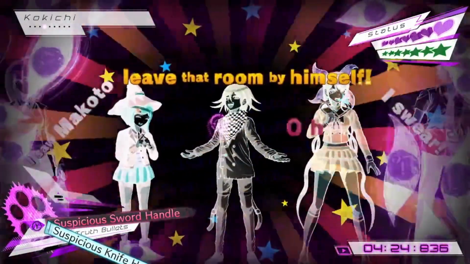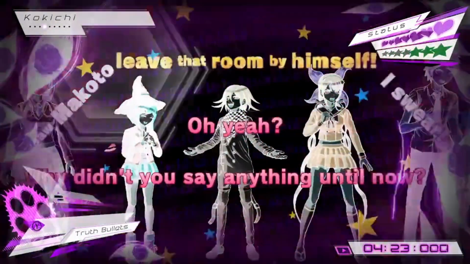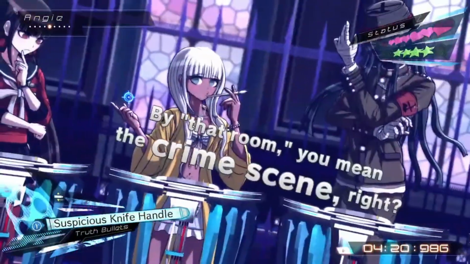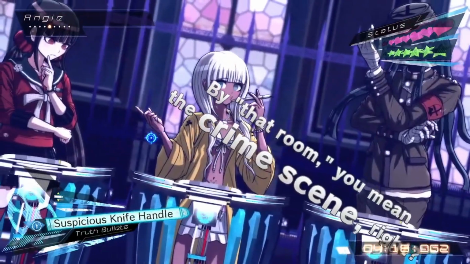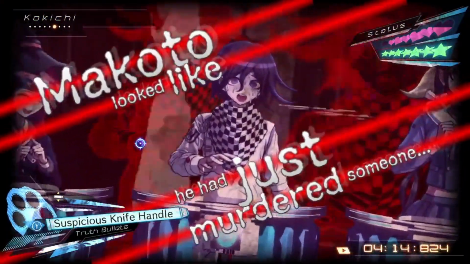I saw Makoto leave that room by himself! I swear! I missed, huh? By that room, you mean the crime scene, right? Makoto looked like he had just murdered someone. Did I miss or not?